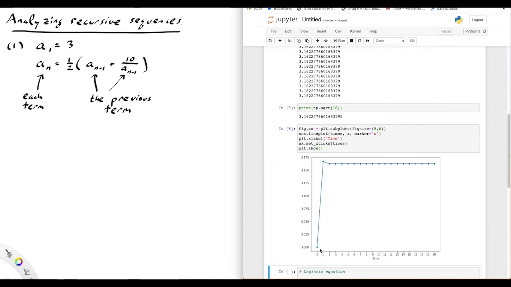It looks like this. So the first term in the sequence is 0. The next term is 3 and a sixth. And then it goes down a little bit to 3.1622. And it stays very, very close to there. It converges. This sequence converges.